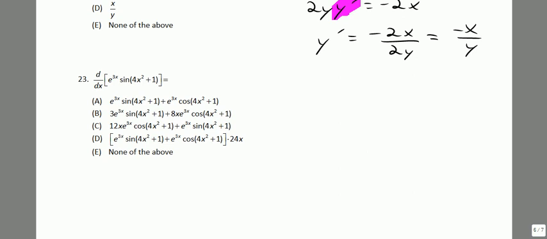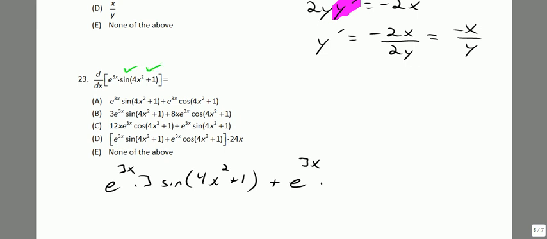23, that's not bad. It's just a product rule, and then you've got some chain rule stuff going on. So e to the 3x, its derivative is e to the 3x times 3, and I'll just leave the sine of 4x squared plus 1 alone. Now leave e to the 3x alone, and the derivative of sine of 4x squared plus 1, two functions, outer, inner. The derivative of the outer is cosine, just plug in the guts, 4x squared plus 1. And the derivative of 4x squared plus 1 is 8x.